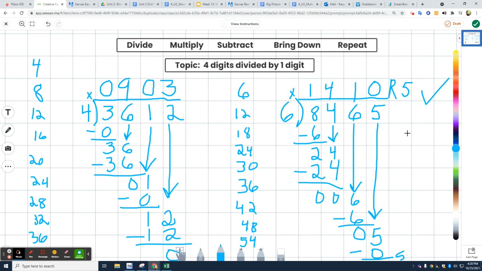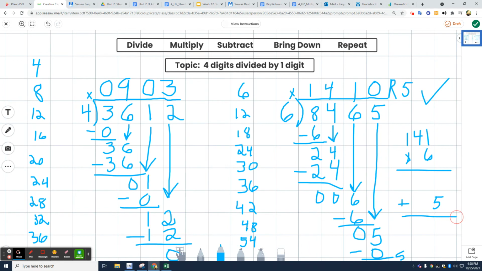I can also check my work by multiplying. 141 times 6, and then plus my remainder. That should give me my dividend.